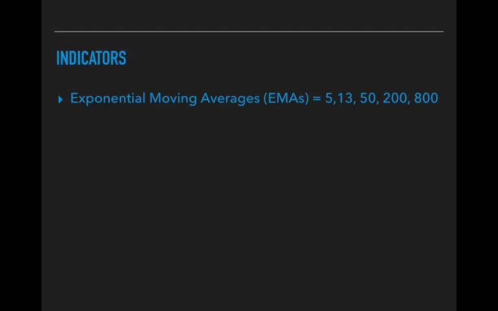All right. Also I want to talk about indicators. There are some indicators on the chart that I use that you guys are seeing. The first one obviously is going to be the exponential moving averages, the EMAs. These are pretty important. This will help you determine the trend. It'll help you with your entries and your exits. Points of take profit are oftentimes at the EMAs. So I use the 5, the 13, the 50, the 200, and the 800.